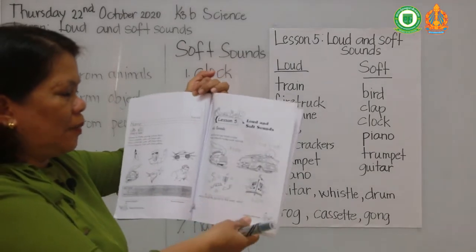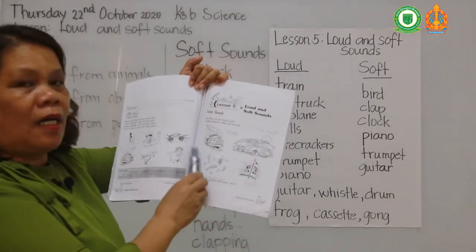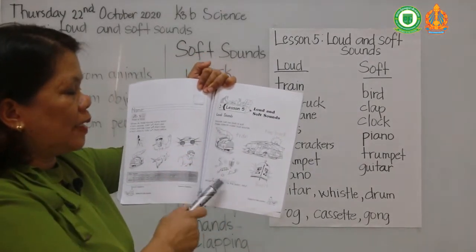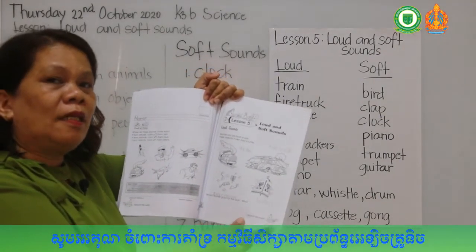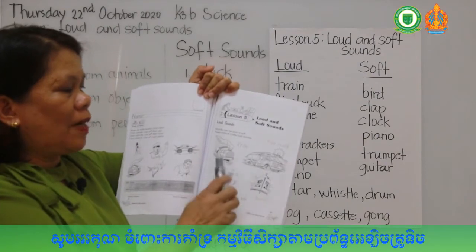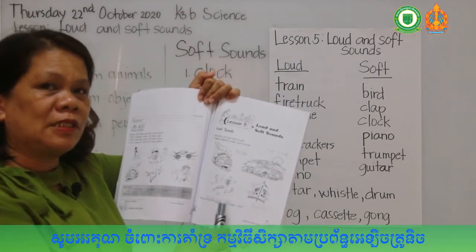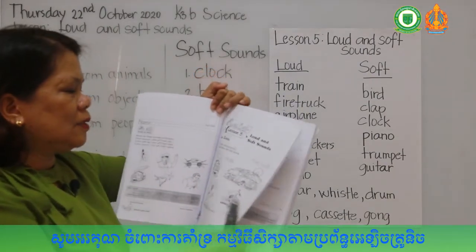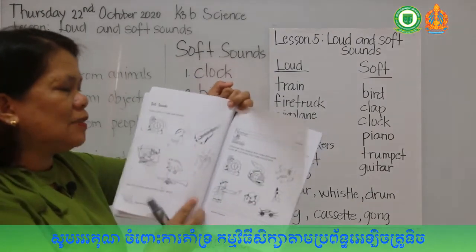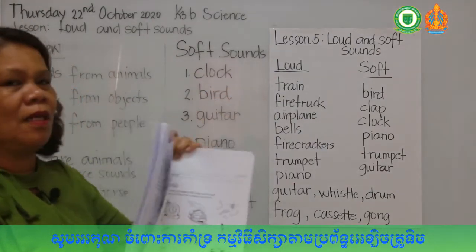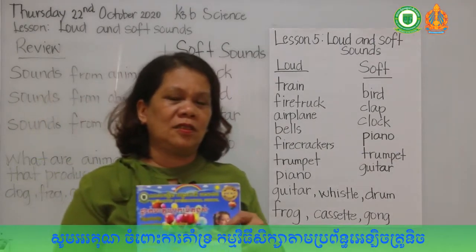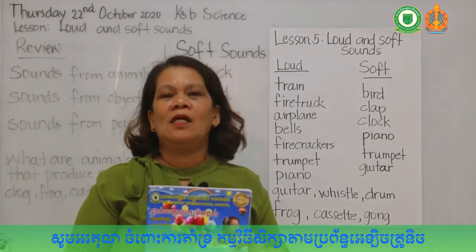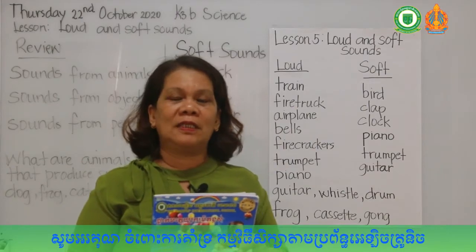So have you already written the names at page 113? Will you check your book? If not, you're going to write the names of these objects first. I will give you 10 minutes to copy the names of these objects, and after that you're going to have your book activities. I'll be back after 10 minutes.